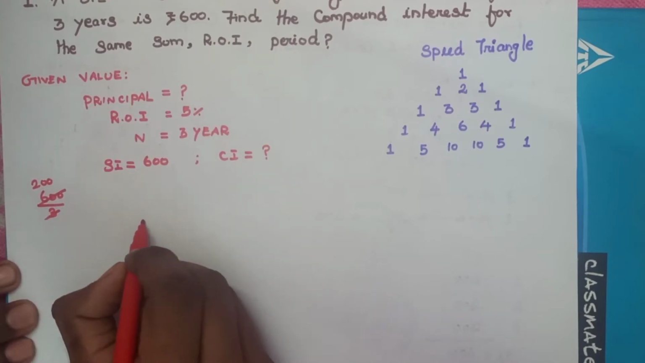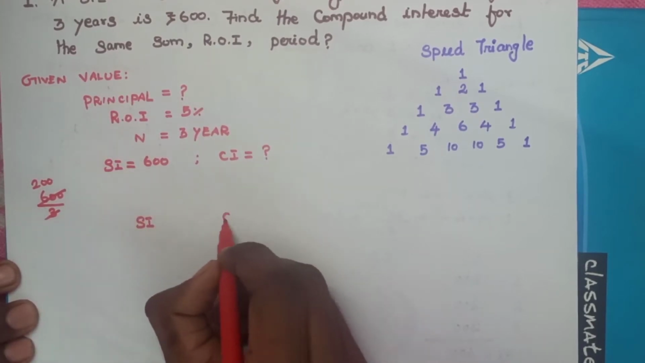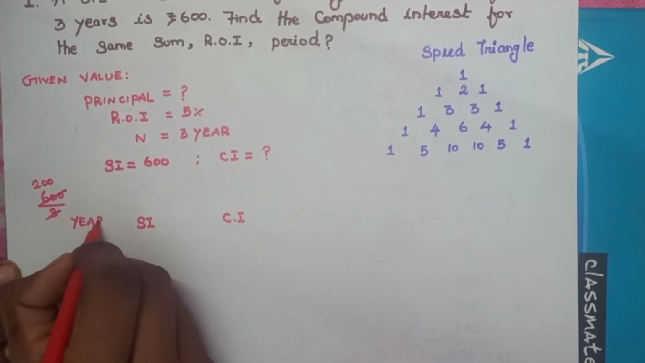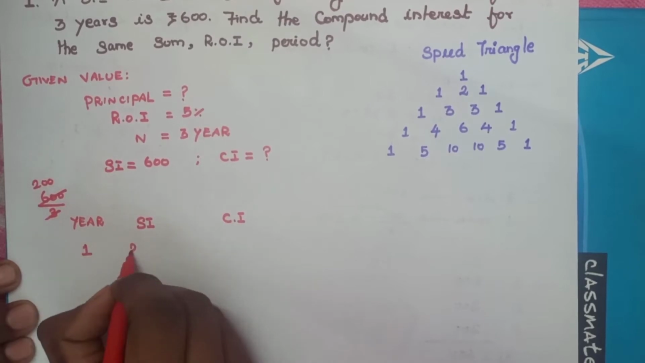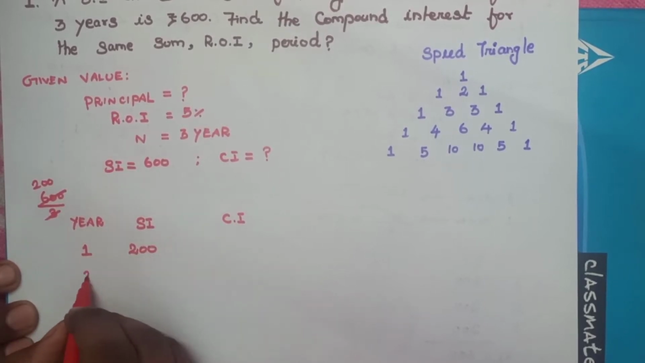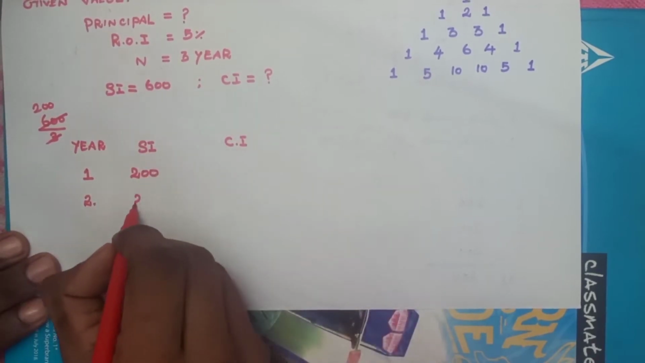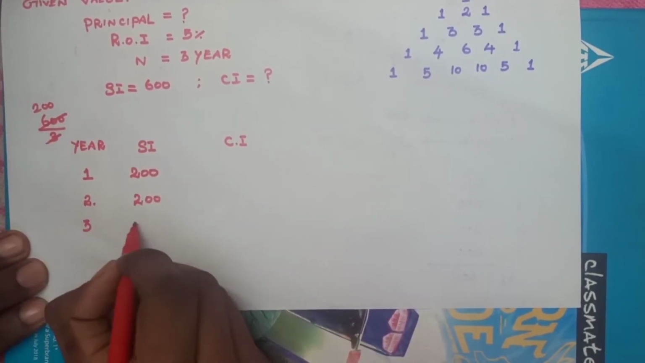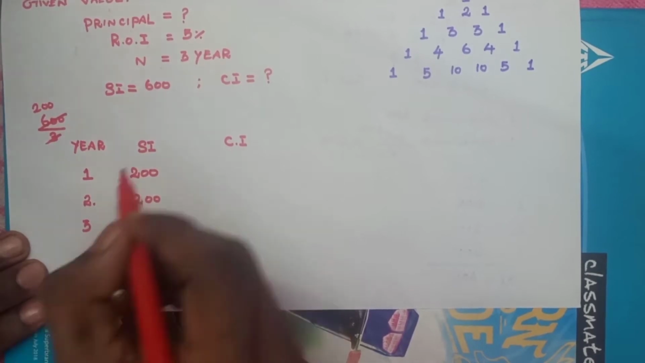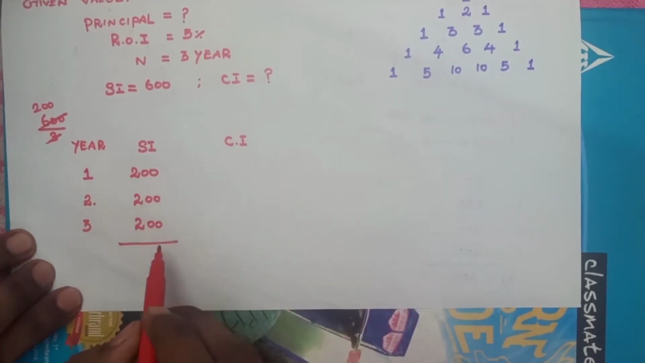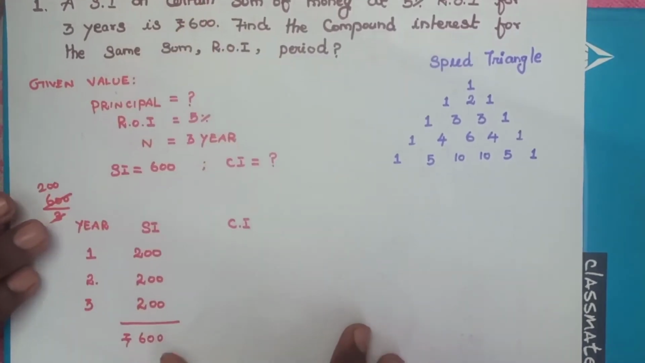So I will write here simple interest, compound interest, and year. In the very first year you will get rupees 200. Second year also you will get rupees 200, and third year also you will get the same amount of 200. And if you add these values, you will get 600 rupees. That is your simple interest here.